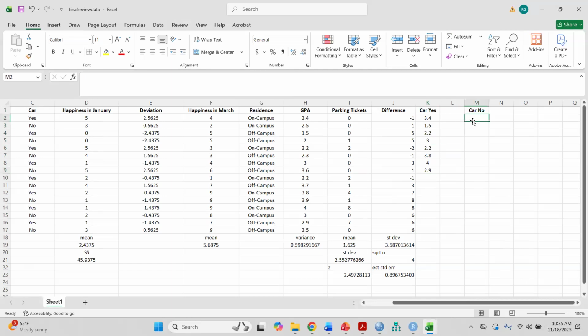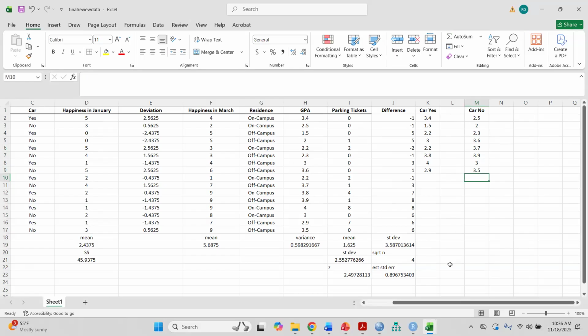For people who don't have a car, it looks like we're going to go with 2.5, 2, 2.3, 3.6, 3.7, 3.9, 3, and 3.5. Okay. All right. So we separated out all the GPAs for people with a car and people without a car.